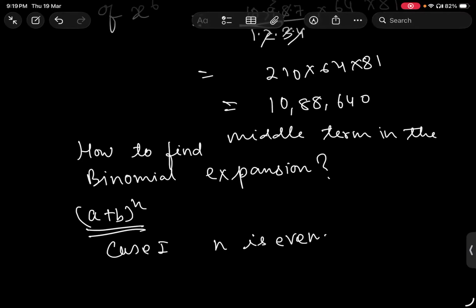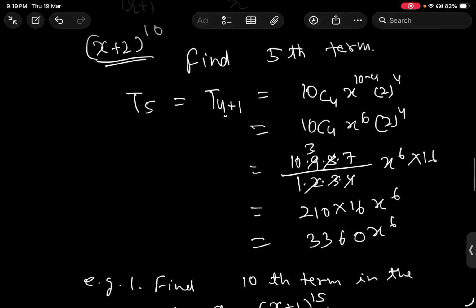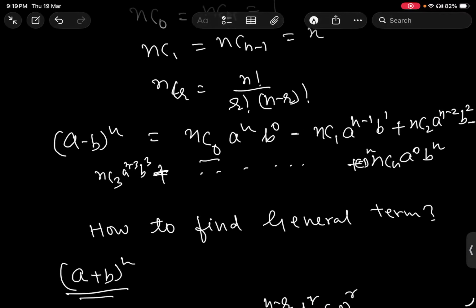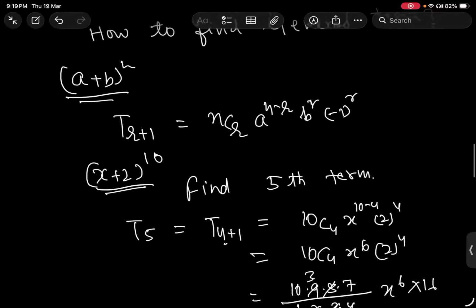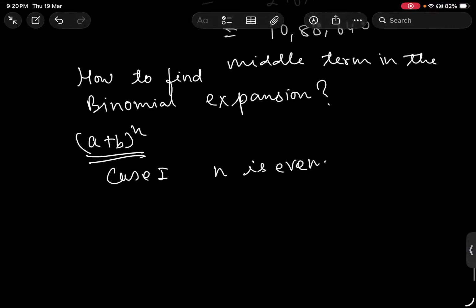We can easily observe that in the expansion of (a + b) to the power n, we will have n + 1 terms. Why n + 1 terms? Because it starts with nC0 and ends with nCn. From 1 to n, there are n terms, and including the term nC0, there will be n + 1 terms. So if n is even, then n + 1 is odd. So which term will be the middle term?